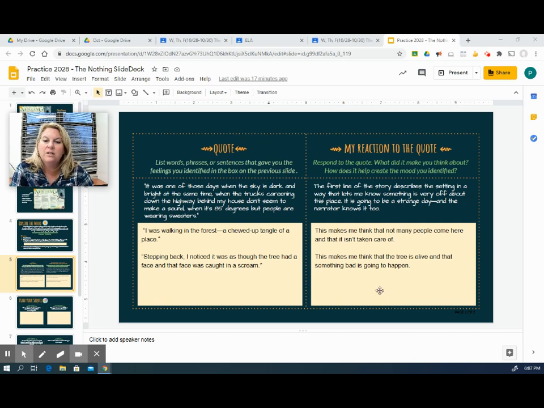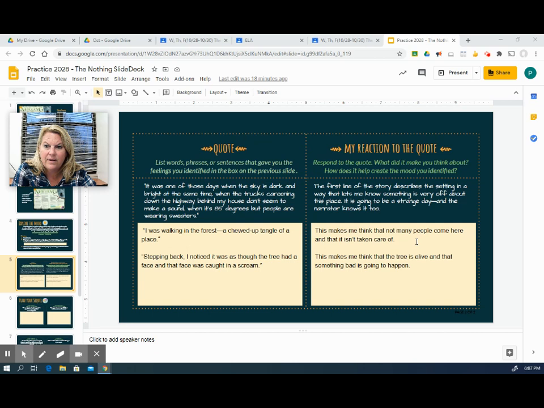And then I also put, "After reading the story, I was walking in the forest, a chewed up tangle of a place." This makes me think that not many people come here and that it isn't taken care of. Again, the author is giving us clues in that particular quote about the setting, which contributes to the mood. It seems kind of spooky, and if you'll remember, that was one of my words.